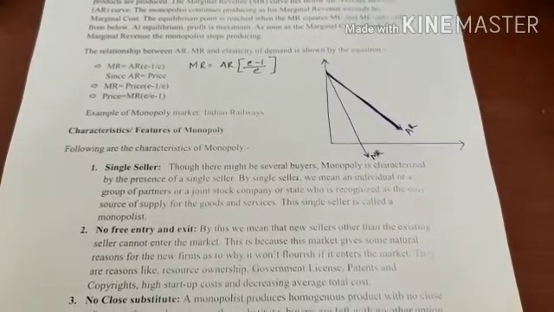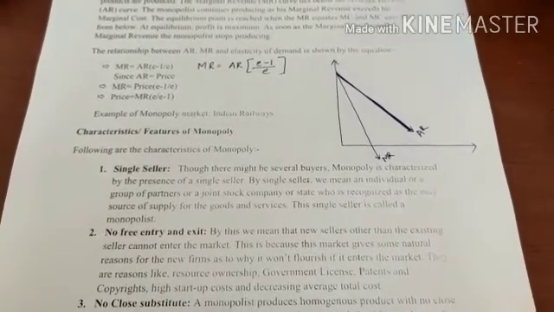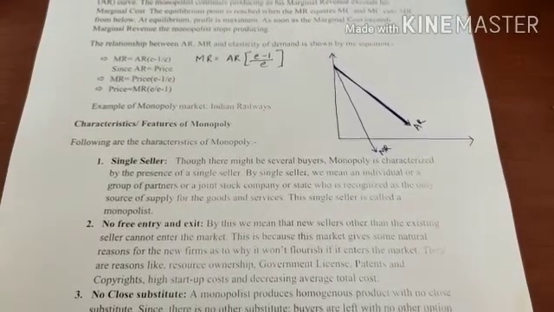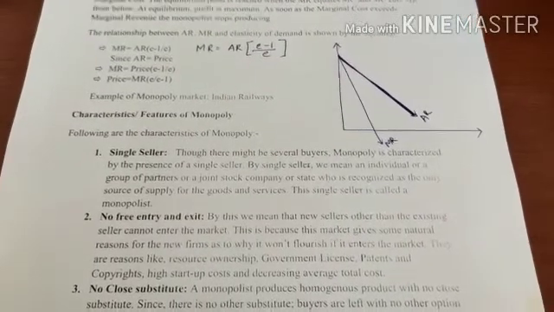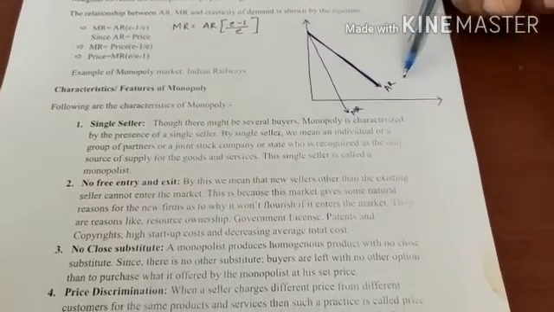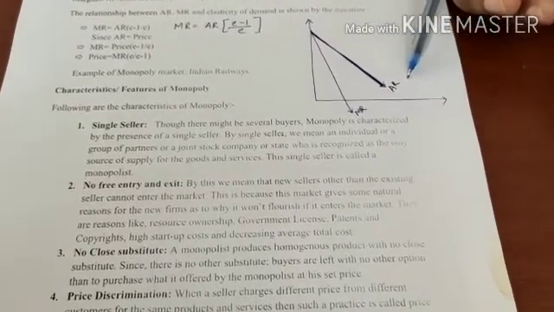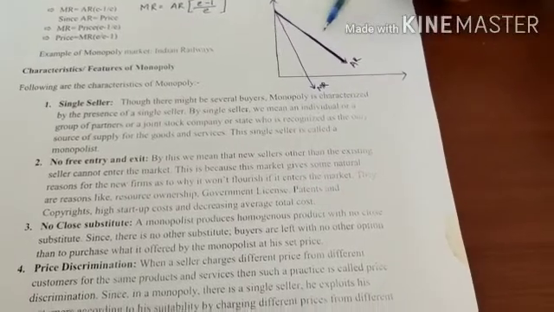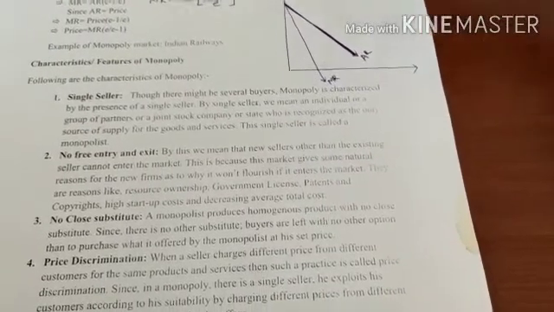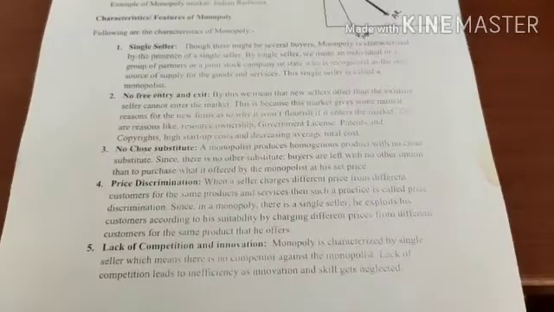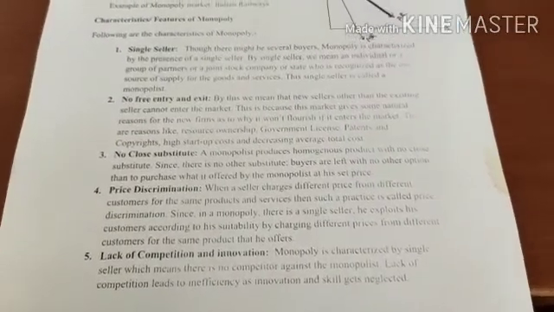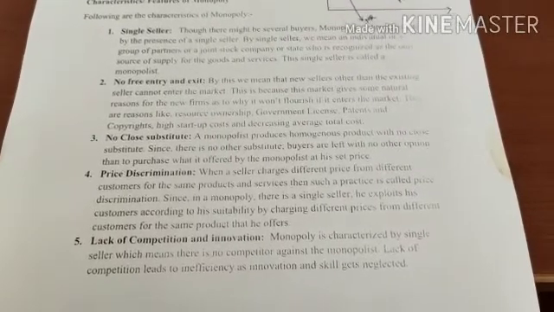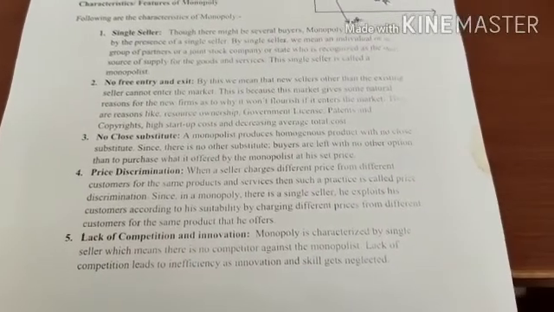It is given by MR equals AR into (E minus 1) by E, as you see here. And this is the monopolistic market curve, where you see that the MR curve lies below the AR curve. Now let's quickly go through the characteristics of monopoly, which often comes in exams for 5 marks or sometimes 10 marks. So let's look into it.